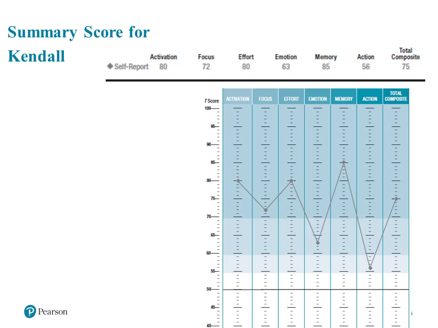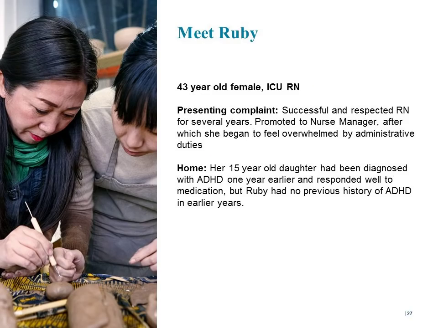Okay, we have one more case, and this is a woman who's 43 years old, and she worked as a registered nurse in an intensive care unit. She'd been very successful as a nurse for several years, had been promoted to nurse manager, and then began to feel like there was just too much going on. She had a daughter who was 15, who had been diagnosed with ADHD about a year earlier and responded well to medication, but Ruby, the mother, had no previous history of ADHD in her earlier years.